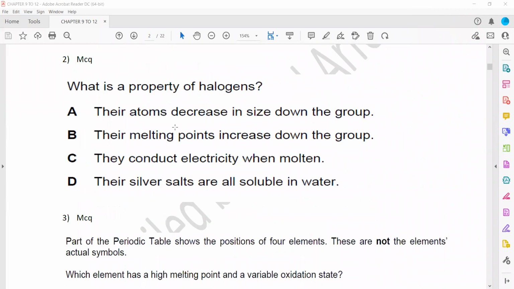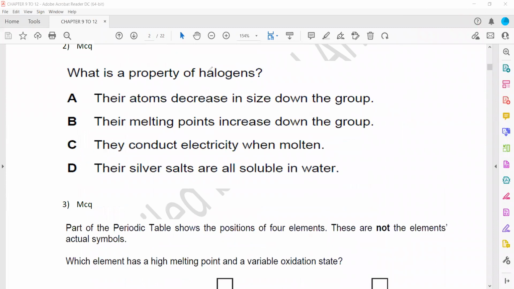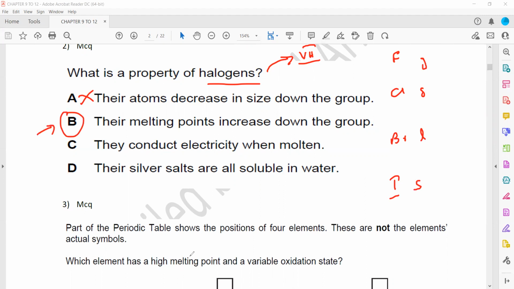Then what is the property of halogens? The term halogen means salt former, and group 7 elements are known as halogens, such as fluorine, chlorine, bromine, and iodine. So the atom decreases in size, that is wrong. Atomic size for all the elements down the group increases. Their melting point increases. That is true because fluorine is a gas, chlorine is a gas, bromine is liquid, and iodine is solid. That's why B is the right answer.